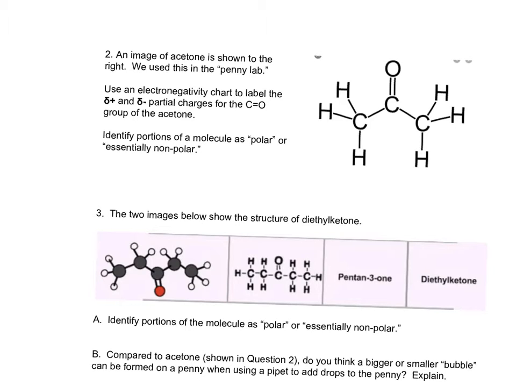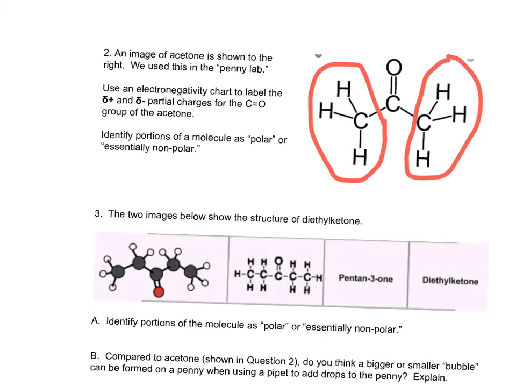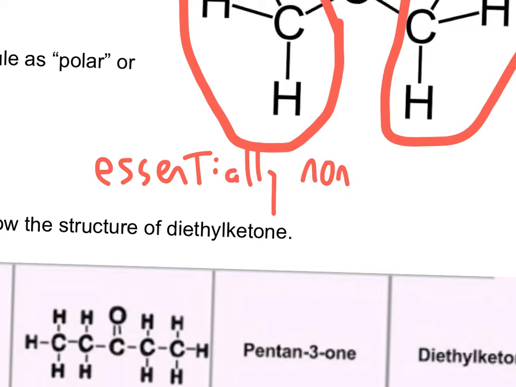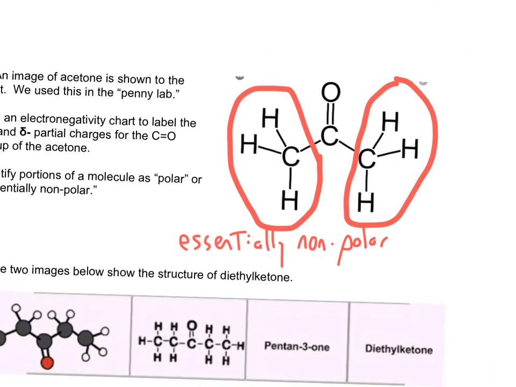So here I'm drawn to this part of the molecule, which is essentially nonpolar, and this part of the molecule that's essentially nonpolar because they're made just of CH bonds. So let me write essentially nonpolar in for those. And I've still got a remaining portion of the molecule. So I'm going to look up C and O in the electronegativity chart.